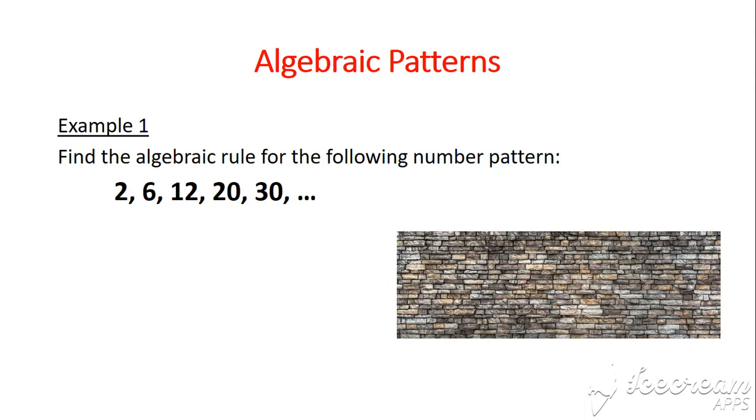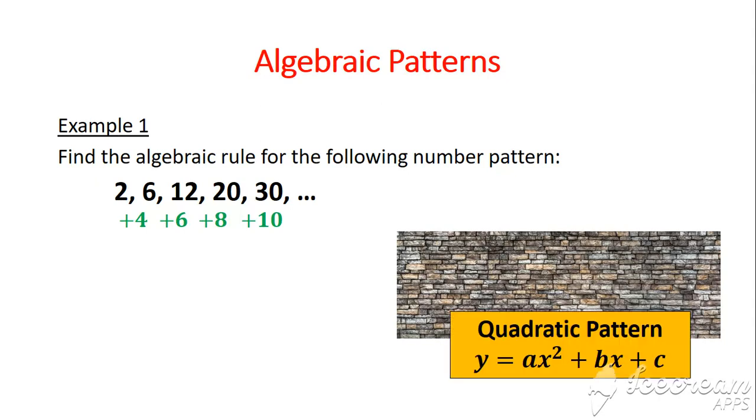Find the algebraic rule for the following number pattern. You can see 2 plus 4 gives 6, 6 plus 6 makes 12, 12 plus 8 makes 20, 20 plus 10 makes 30. So the numbers are not going up the same amount, which means it's not linear, and they're not doubling like the exponential pattern we looked at in the last video. They are a quadratic pattern.